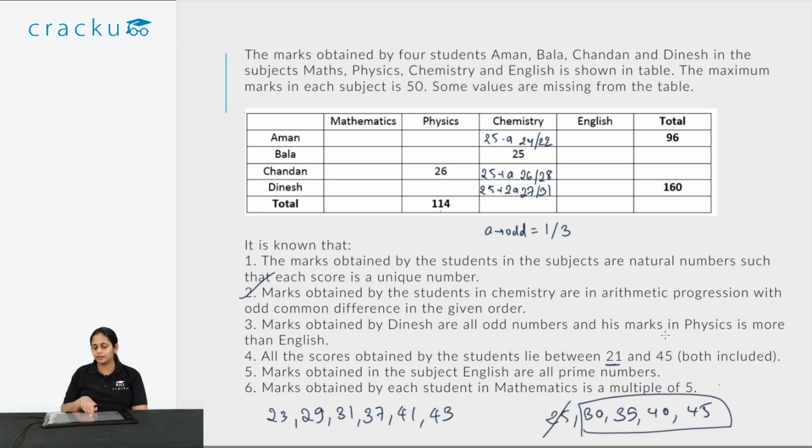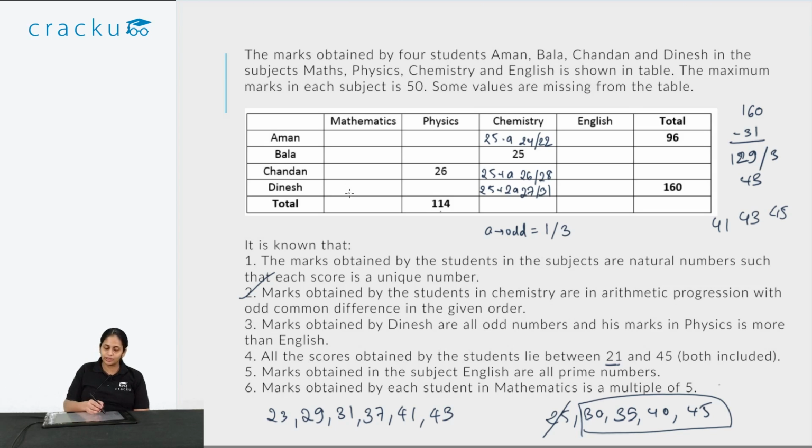So if you have 31 over here, what is the remaining value that you need to hit? 160 minus 31 is 129. So 129 divided by 3, your average of the remaining 3 should be somewhere around 43. Now it's given that Dinesh obtained all odd numbers, physics is more than English, and his average is 43. So what are the highest 3 odd numbers he can have? He can have 45, 43 and 41, and the average he has to hit is 43. So he has to get 41, 43 and 45 in these 3 subjects. Only then will he be able to hit 160.